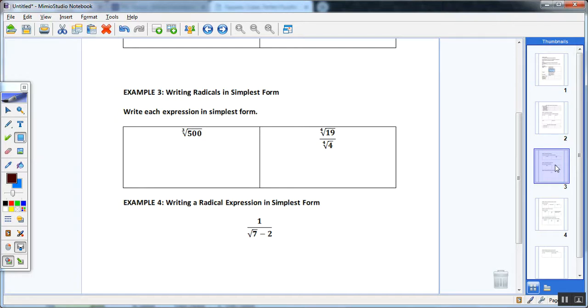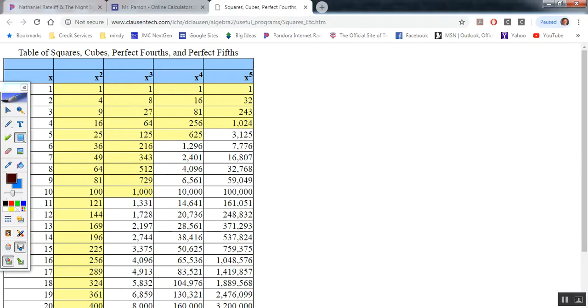Exactly. So what I'm going to do is this, kids. What are we trying to simplify here? Cube root of 500. So I'm going to jump into my chart right here, and I'm going to look at the cube root values, and ask myself, is there a number other than 1 that divides evenly into 500?